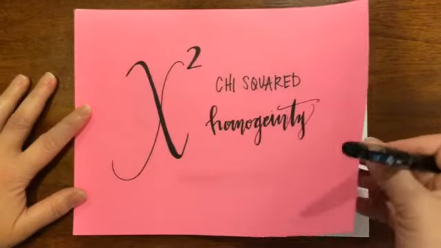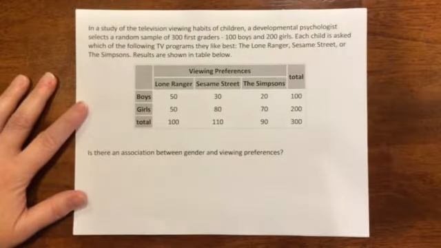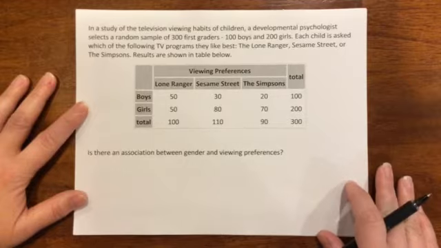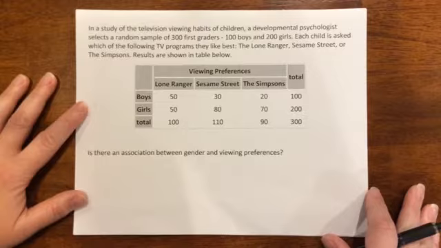So here we go. Throughout this video, we're going to do a lot of stuff by hand, but also by calculator, so that way you get a little bit of practice of everything. In the study of the television viewing habits of children, a developmental psychologist selects a random sample of 300 first graders, 100 boys and 200 girls. Each child is asked which of the following TV programs they like the best.